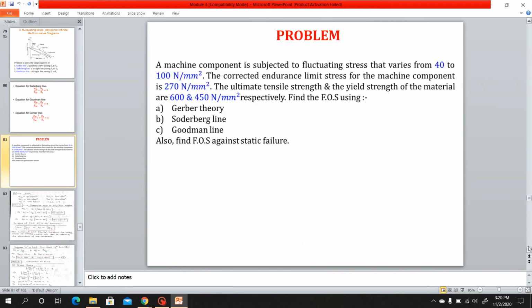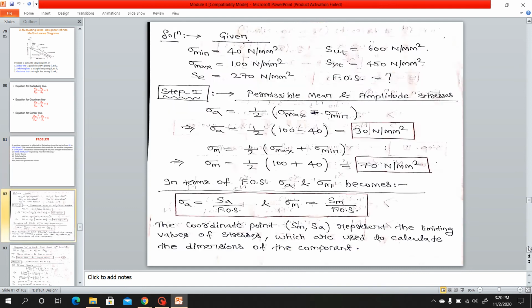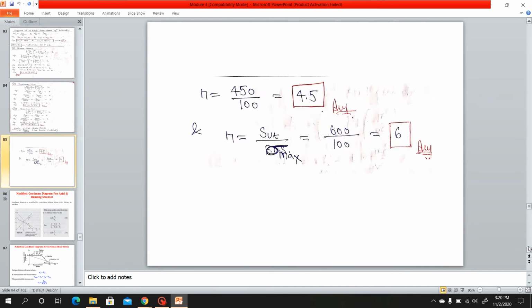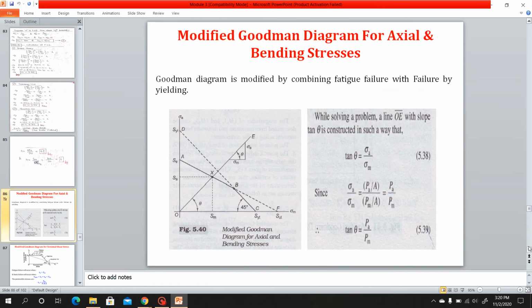Good afternoon to everyone. Before starting today's class, let me give you a brief recap of what we did in the last class. If you remember, in the last class, we solved one simple problem related to Soderberg theory, Goodman theory, and Gerber line, and that problem was related to finding the factor of safety. And we also discussed the modified Goodman diagram.